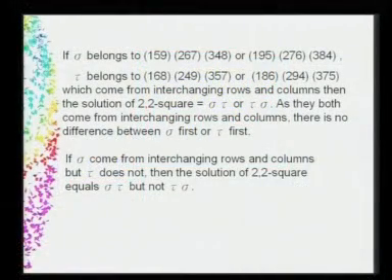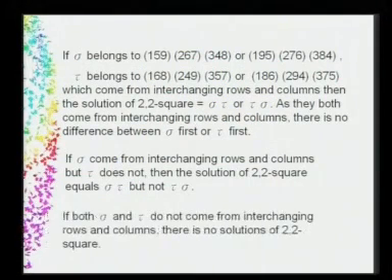That means we need to do the one not from interchanging rows and columns first, and then do the one from interchanging rows and columns. Third, if both sigma and tau do not come from interchanging rows and columns, there is no solution for the 2,2 square. We have checked all the cases after handing in the report, and we're sure they are true.